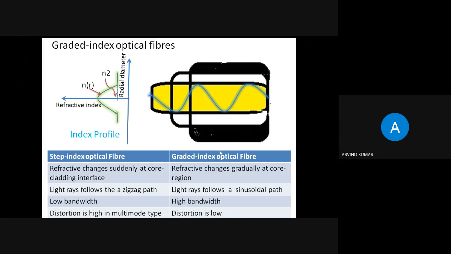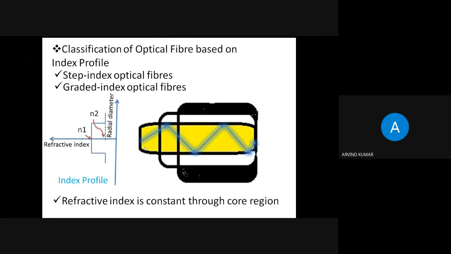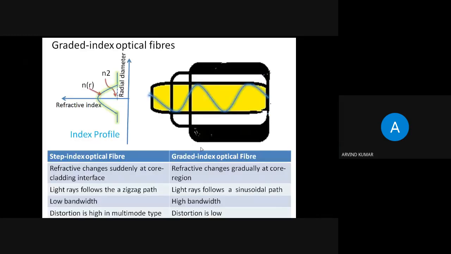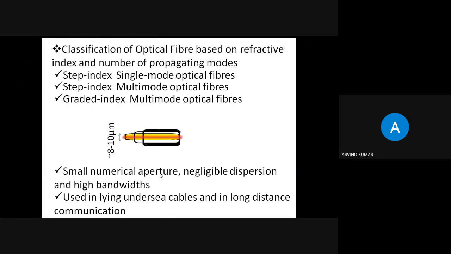Another characteristic is that if we trace the path of the signal here, it is sinusoidal, whereas in the case of step index fiber, it is a zigzag path. Another difference is that in step index multimode fiber, bandwidth is low and distortion is high, whereas in graded index fiber we have high bandwidth for sending the signal, and distortion is low.